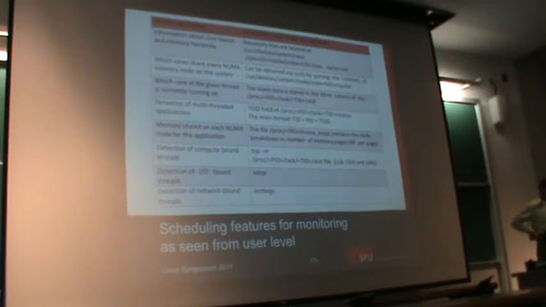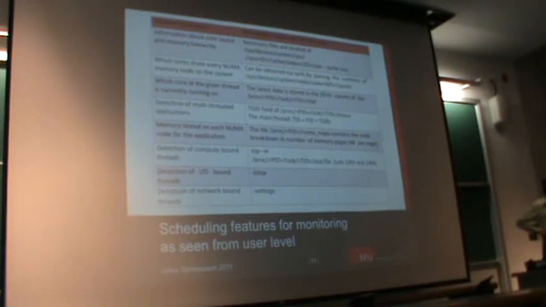So you can get what core IDs are sharing the same memory node, what core IDs are sharing the same cache, right? What is the size of the cache and stuff like that, just by reading special system files, right? And all of the information you can get from there on user level. And for example, which cores share every NUMA memory node in the system, again, in the proc file system.